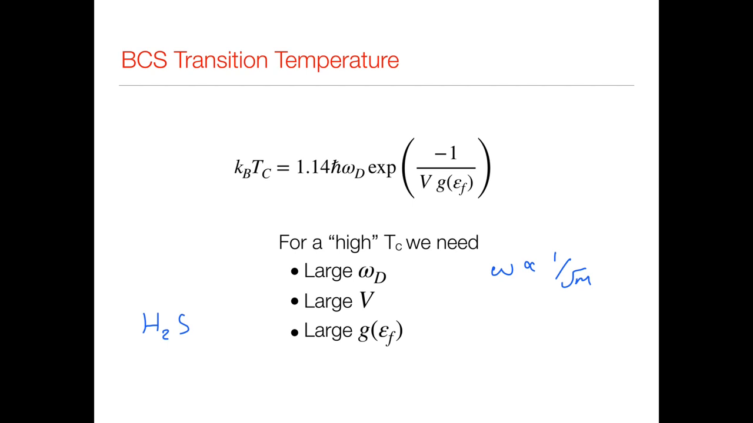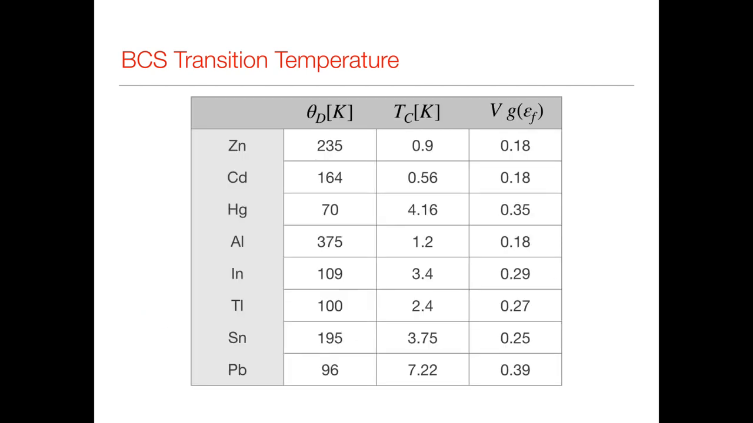But here's some data on a variety of different materials, and we can start to understand now. I've given you the Debye temperature, not the frequency, and we've got TC, and the product of the electron-phonon interaction and the density of states. Let's see what we can understand from this. If we compare, say, zinc and cadmium, which are just below each other in the periodic table, they're very, very similar. And not surprisingly, the product of the electron-phonon coupling and the density of states is in both cases the same. It's 0.18.